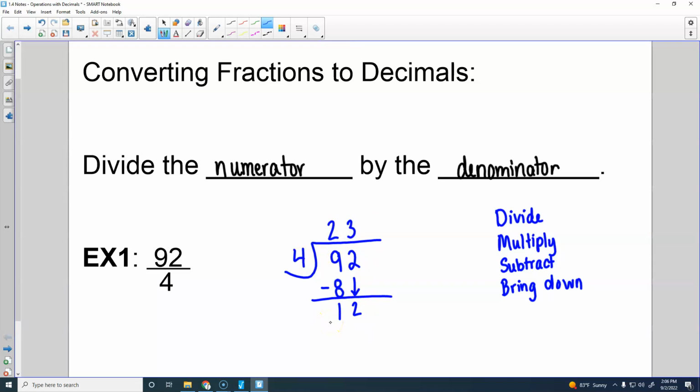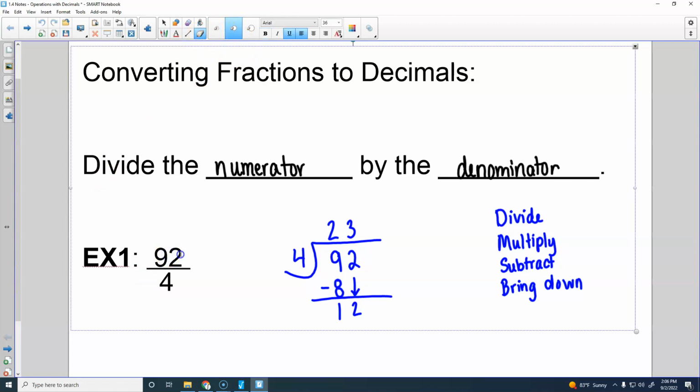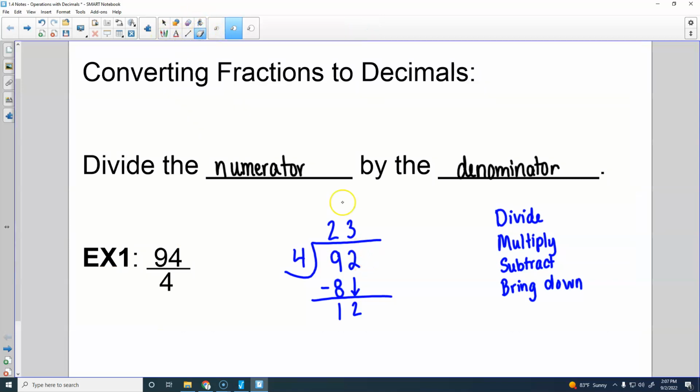I think I meant to make it like, let's change this, because as you can see, we're not even getting a decimal here. Let's make that 94. Okay, so let's change that to 94. I need to work out the problems that I'm doing.